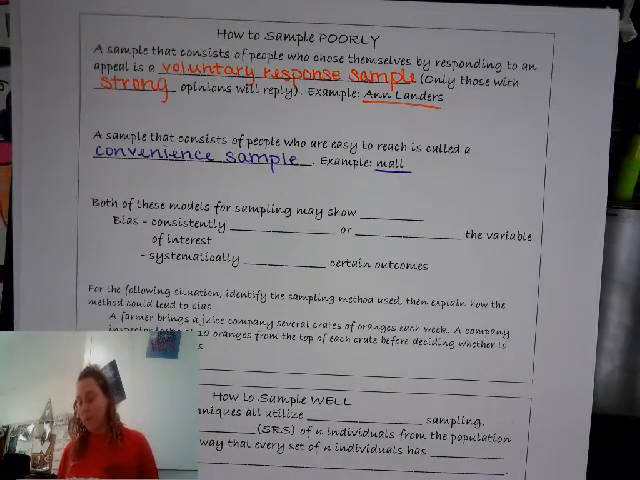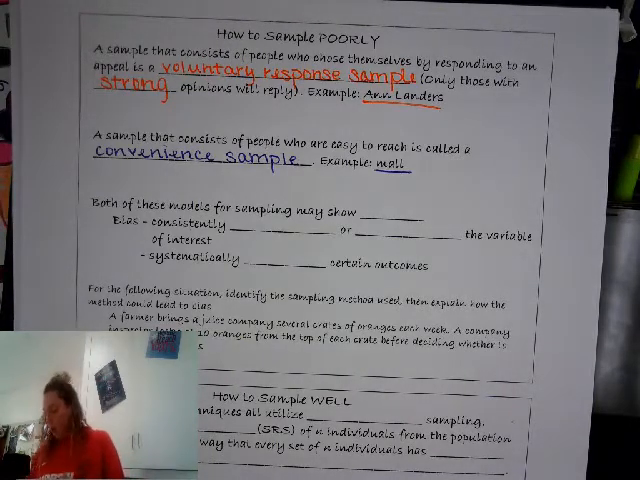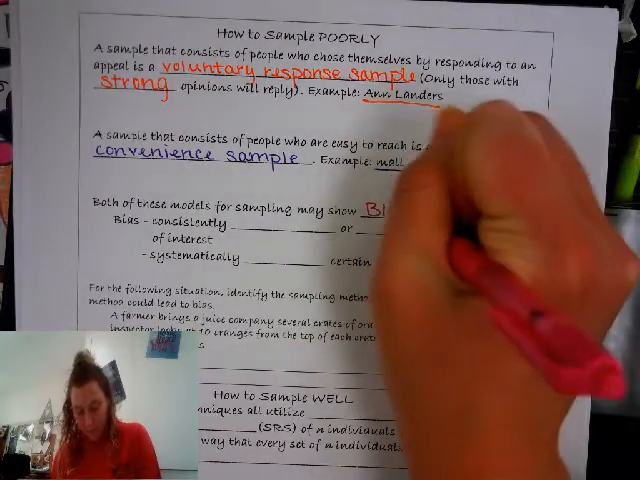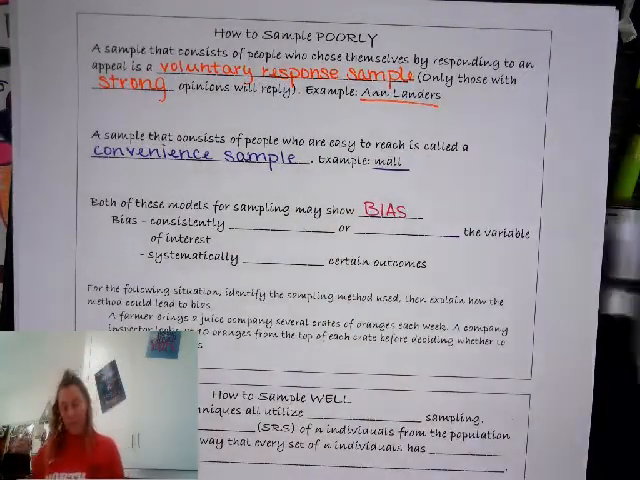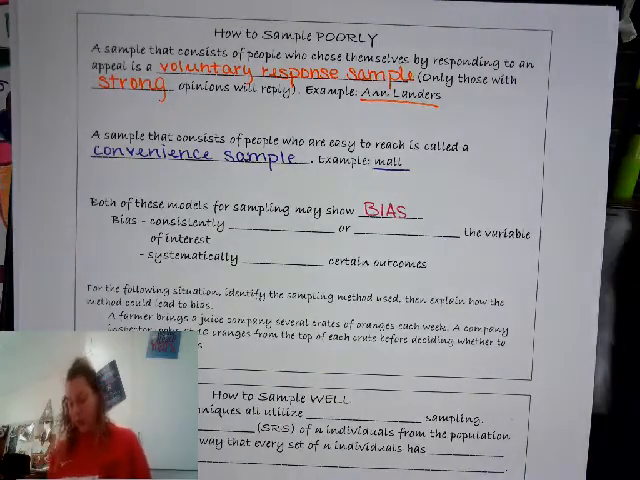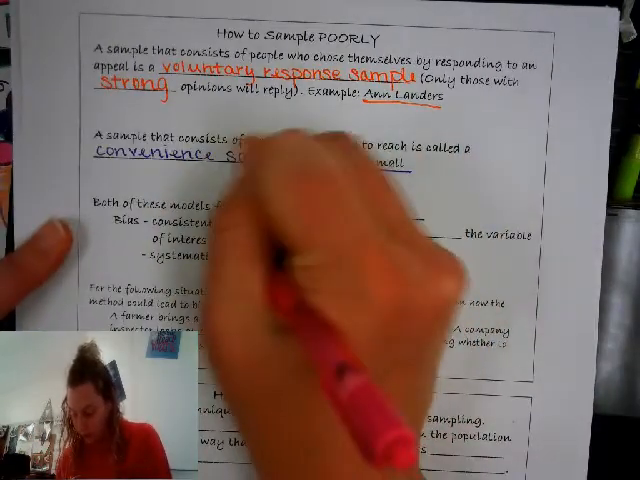Both of these methods of sampling may show bias. Bias consistently overestimates or underestimates the variable of interest.